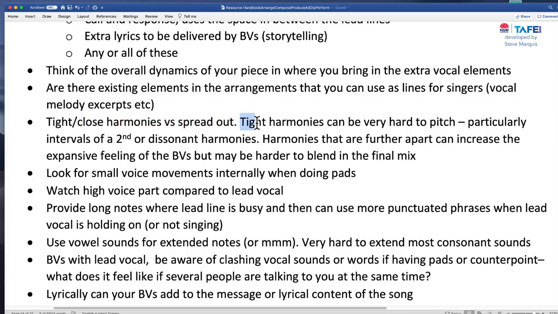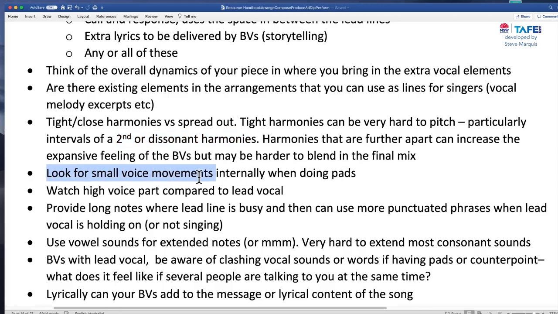As I've also mentioned within this lecture, tight harmonies can be very hard to pitch unless you're Jacob Collier, so be aware of what you're writing, particularly intervals of a second or dissonant harmonies. I'll add to that by saying if you're looking to write an extended note on a chord for your backing vocalist, but that's not being supported by the harmony instruments, that can also be a pretty tough call.